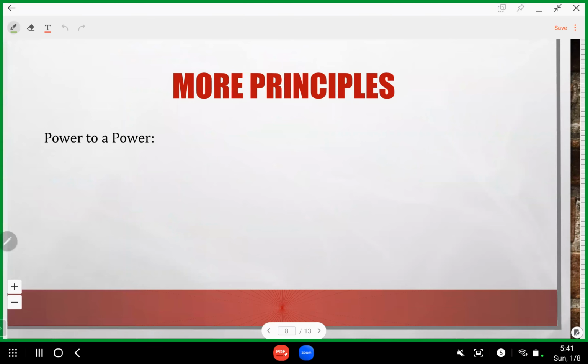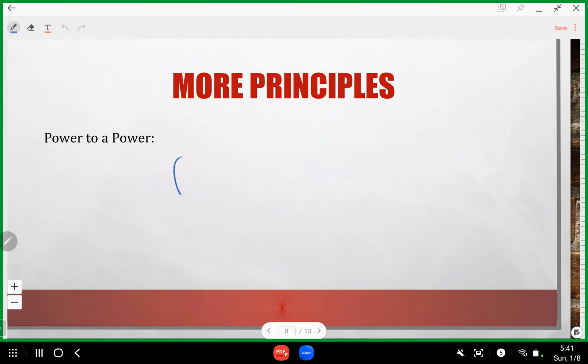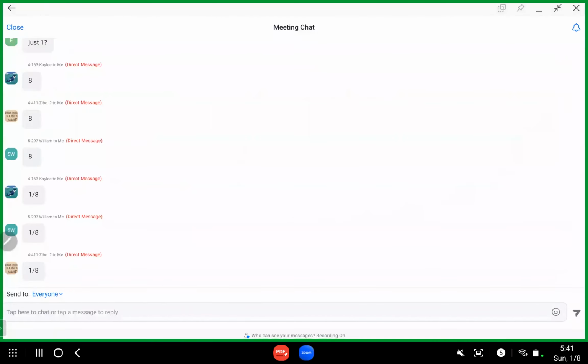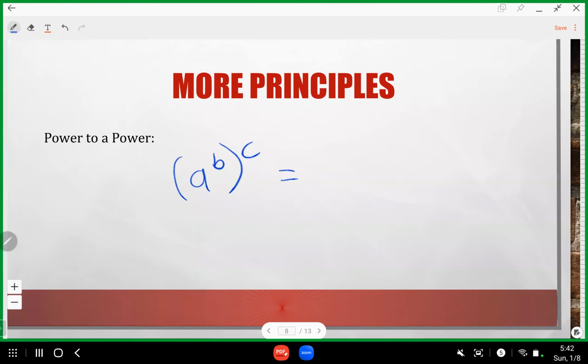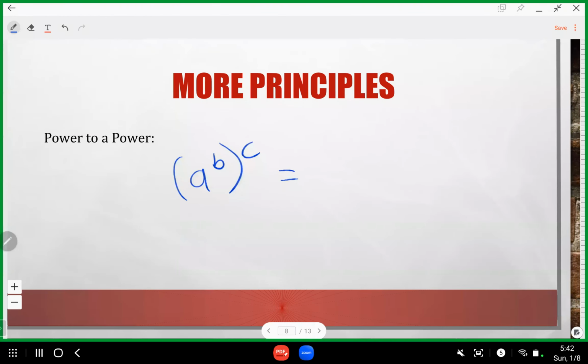So now let's look at some more specific principles. Let's look at this, okay? This is called power to a power, when you have a to the b, then to the c. All right, so chat, what do you think this is equal to? A to the b to the power of c. What do you think would happen with this? A to the bc. Very good. And then Zebo says a to the b plus c. All right, very good guesses, but a to the bc is correct, right?